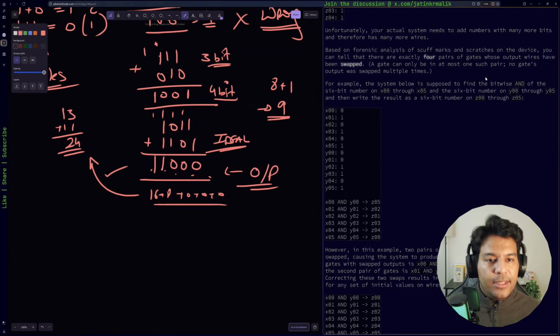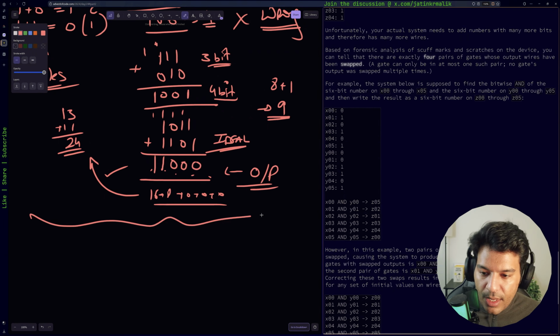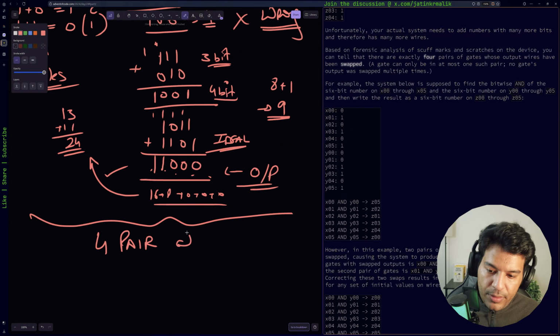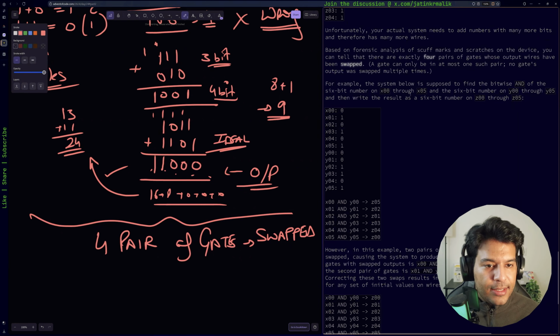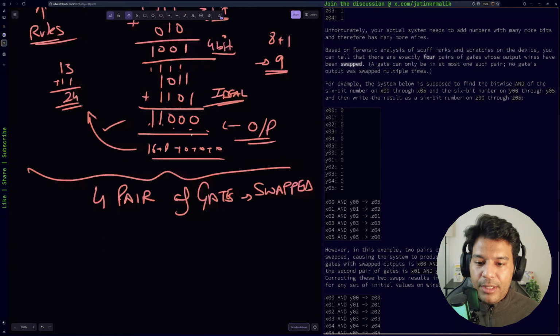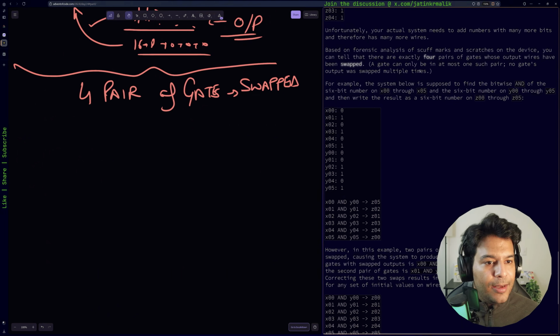Oh, very interesting. So it is saying that the reason this is giving a wrong answer is that there are 4 pairs of gates that have been swapped. And let's see what that means. I have an idea, but I want to see an example. It's always better to have an example to explain a concept. And it is saying that a gate can only be in at most one such pair. No gate's output was swapped multiple times.